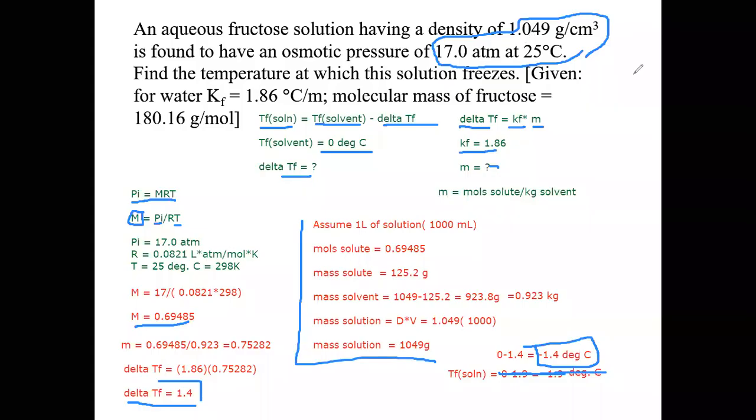So this concludes reviewing or explaining the different colligative properties involving non-electrolytes. We'll next be looking at colligative properties involving electrolytes and how that changes the equation just a little bit by adding one more parameter to the equation.